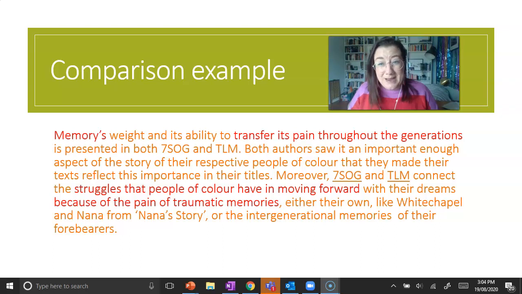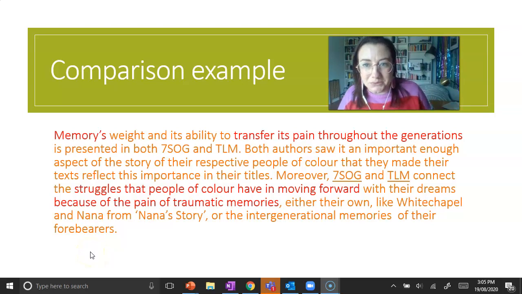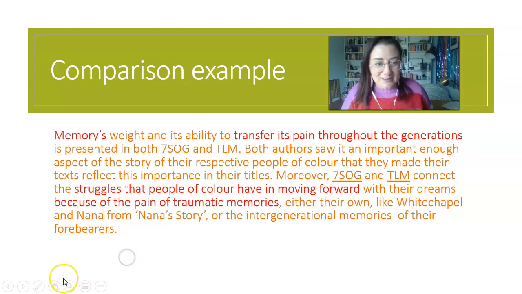Now, I didn't speak about Nana's story earlier in my essay, but that doesn't mean I can't refer to it here. As long as I'm aware that I have to be specific about it. So, for instance, I've said Nana from Nana's story, which is in 7 Stages of Grieving, if you're not sure. But I have referred to the Whitechapel evidence that I gave in the other explanation. Okay, so that's comparison. Let's move to link.